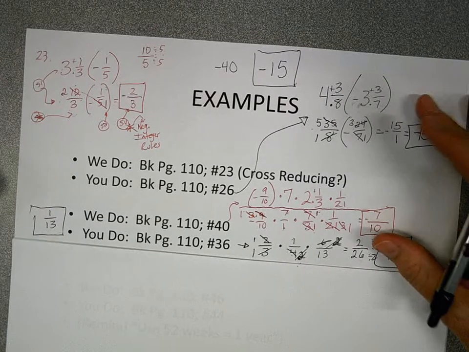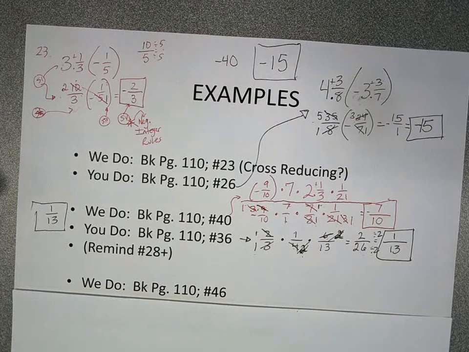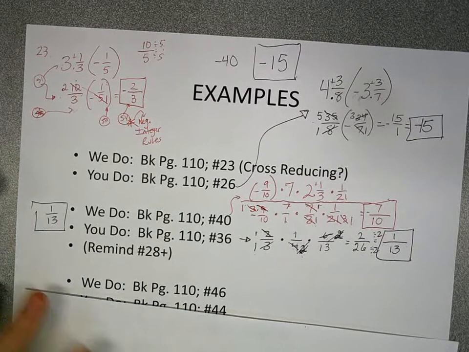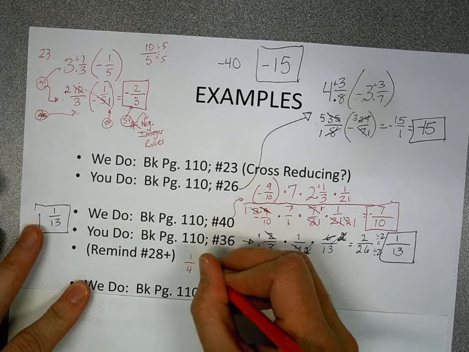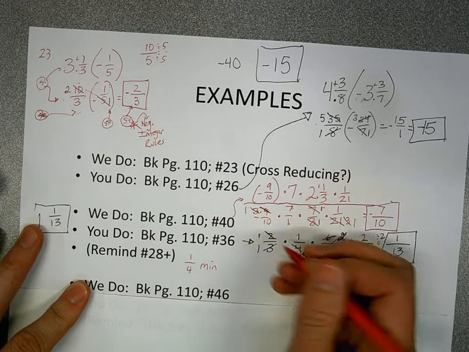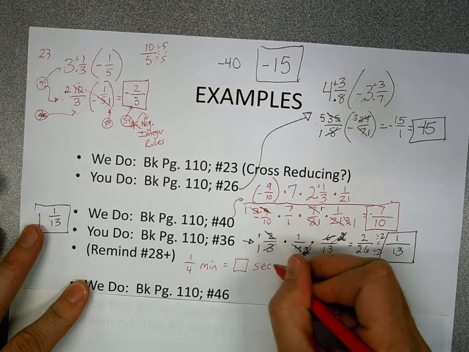All right, now let's go ahead and we have one more type of problem on this lesson. So let's take a look at problem 46 on page number 110. All right, so it says complete each conversion. So number 46, they're asking 1/4 of a minute is equal to how many seconds, okay?